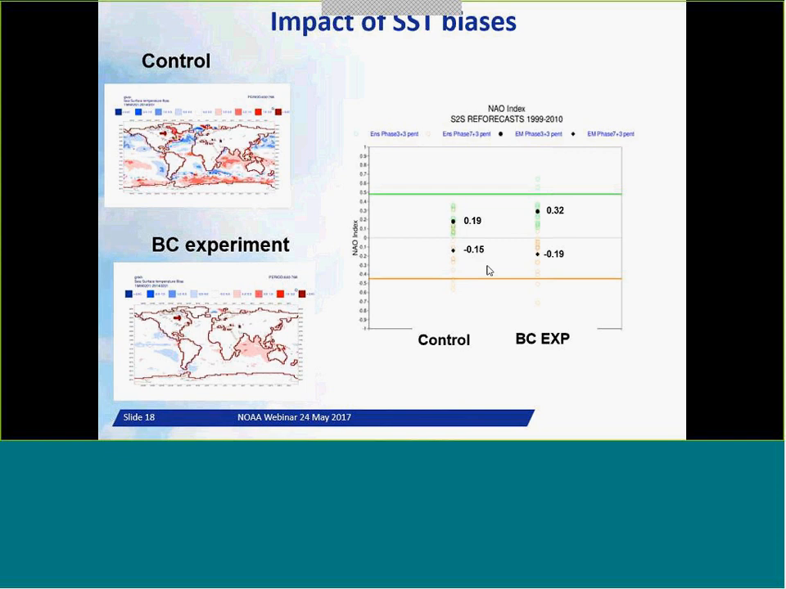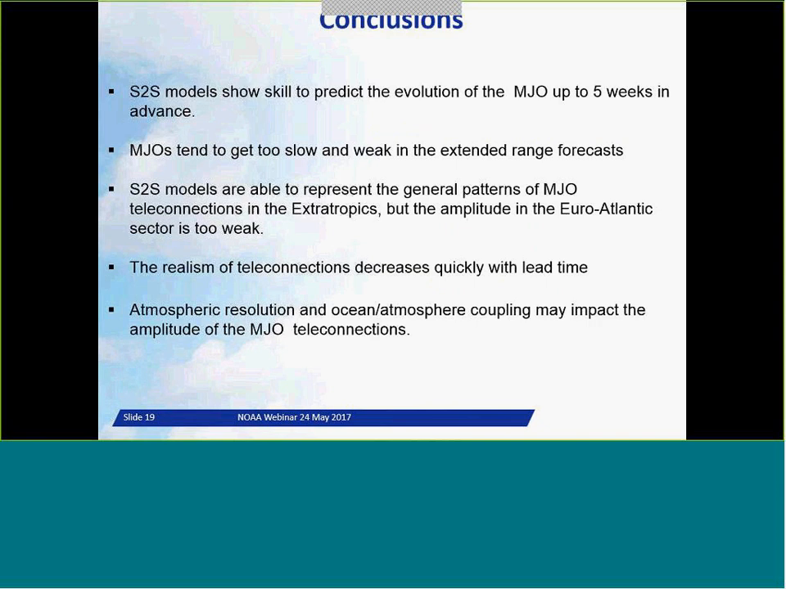So I will stop here and just leave the conclusions. The S2S models show some skill to predict the evolution of the MJO 2 to 5 weeks in advance. The MJO tends to get too slow and too weak in the standard forecast. The S2S models are able to represent generally well the general pattern of the MJO teleconnections in the extratropics. But the amplitude over the Atlantic sector is too weak, which is really a big problem to be able to extract the skill from the tropics.